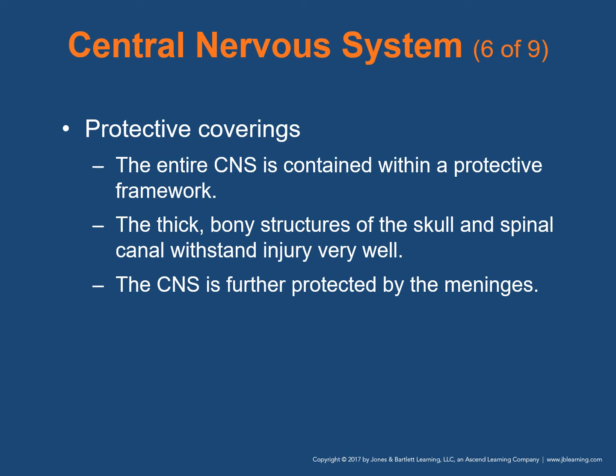Let's discuss the protective coverings. The cells of the brain and spinal cord are soft and easily injured. The entire CNS is contained within a protective framework. The thick bony structure of the skull and spinal canal withstand injury very well. It's also covered by layers of muscle and skin. The CNS is further protected by the meninges, which are three distinct layers of tissue that suspend the brain and the spinal cord within the skull and the spinal canal.